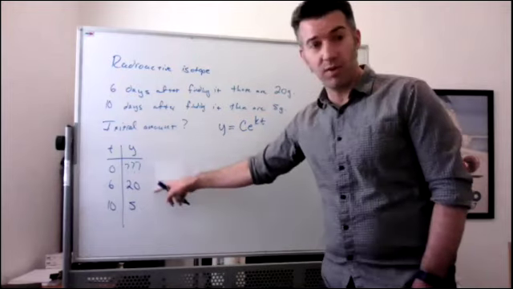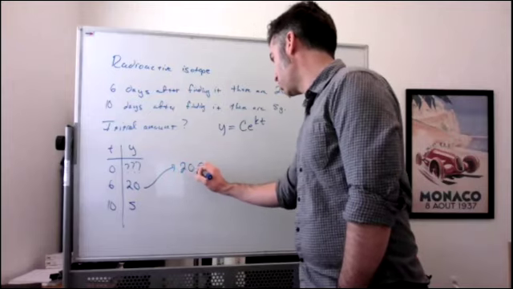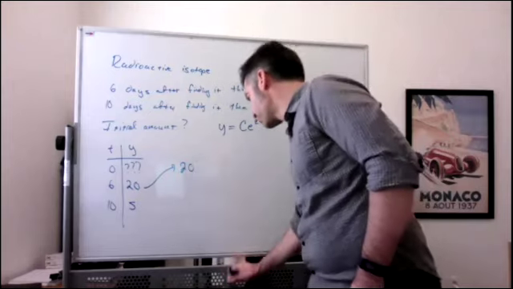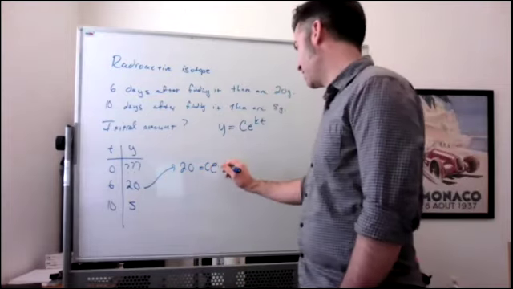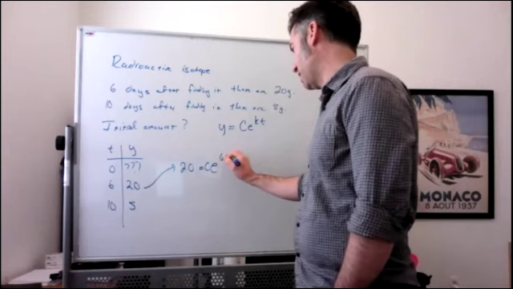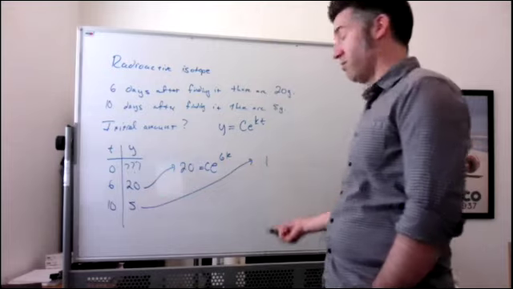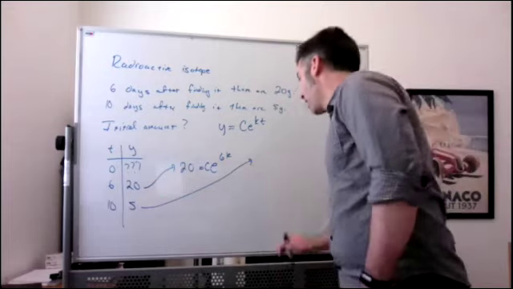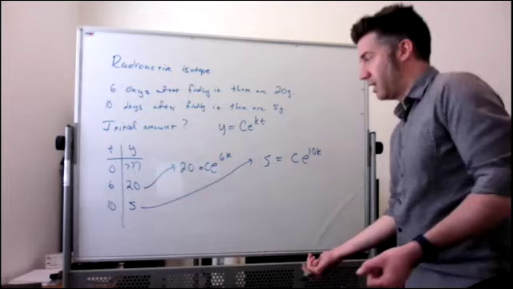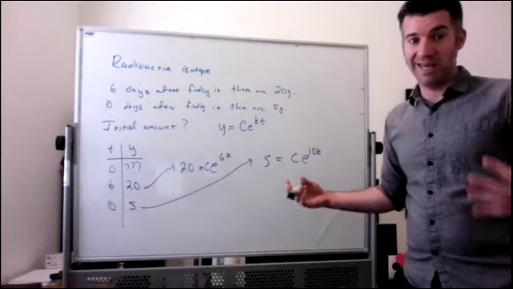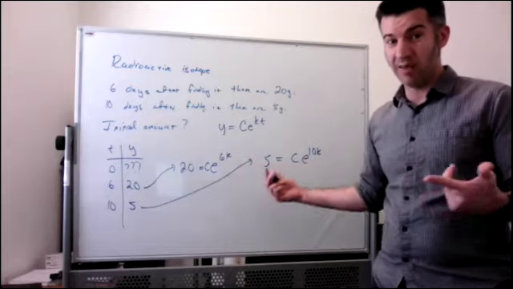I'm going to plug in both of these. 20 equals c e to the k times 6, or 6k. And 5 equals c times e to the 10k. Sorry, I'm plugging in y. The thing about this is it's actually easiest to find k first in this situation. So we're going to solve each of these for c and then set them equal to each other.